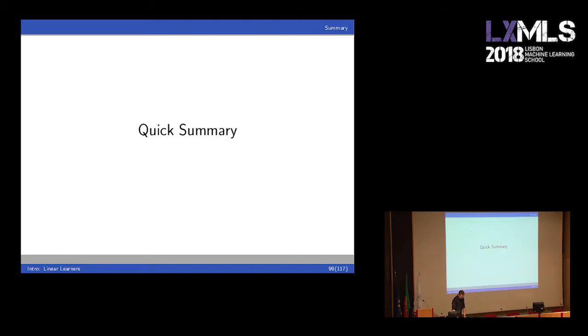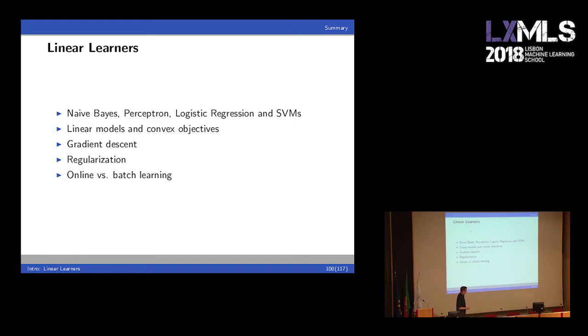All right. So we're nearly done. Again, we saw 4 different models or algorithms based on models and objectives. Then we learned about gradient descent and convex optimization. We learned about regularization, which is not core convex optimization. This is core machine learning.